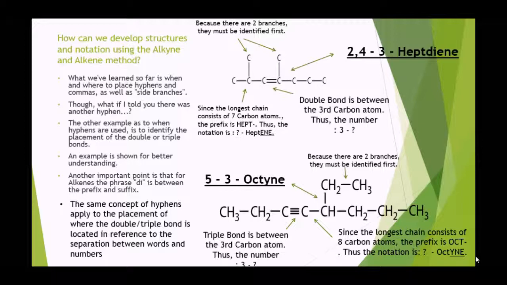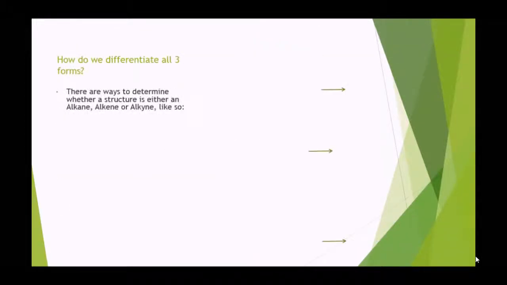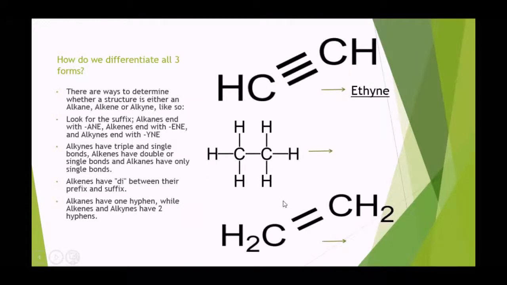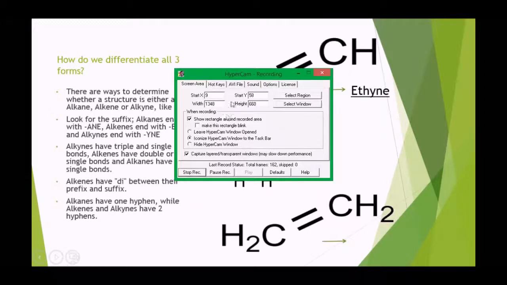Another thing to look at is the bottom right, which is the triple bond, an alkyne. In between the hyphens is the number 3. Again, this is used to indicate the triple bond location. The same concept of hyphens applies to the placement of double and triple bonds, in reference to the separation between words and numbers. Now, my partner Katie will further finish this.